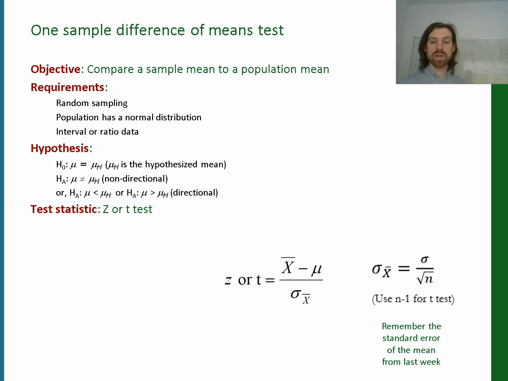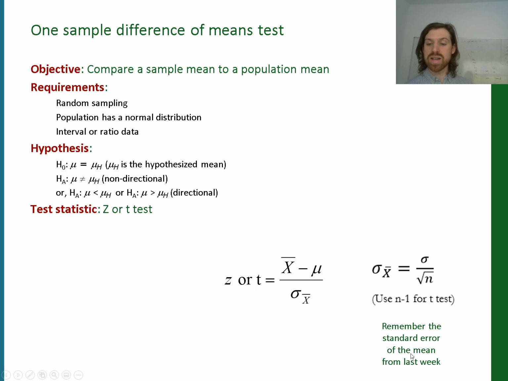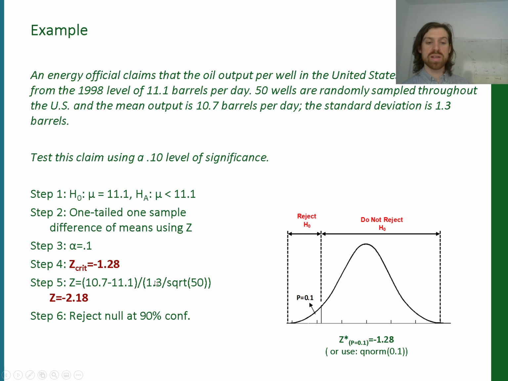So if we just go back, you'll remember that we need to subtract the population mean from the sample mean. So that's what we're doing here for the numerator. And then for the denominator, we need to get the standard error of the mean. So it's the standard deviation divided by the square root of the sample size. So it's 1.3 divided by the square root of 50. And then when we actually do that calculation, we get minus 2.18 as the z-score.